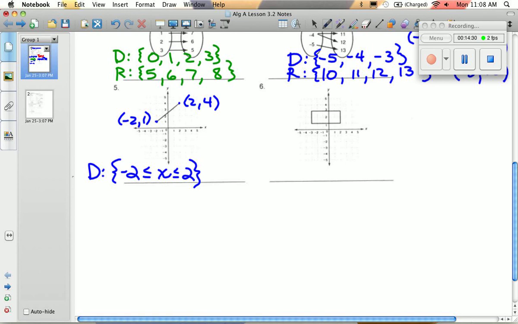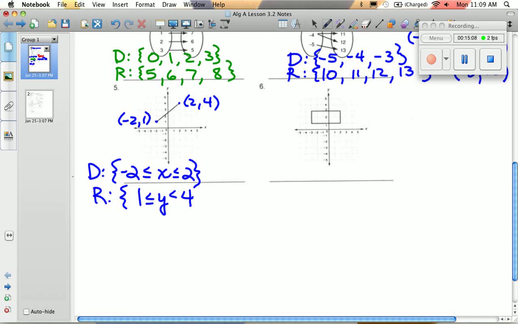Okay, anybody think they know how we could write the range then? Remember, the range is the what values? The y values. How can we write the range? What's the lowest y value? 1. Right here, 1. The lowest y value is 1. What's the highest y value? 4. These are y's, not x's.